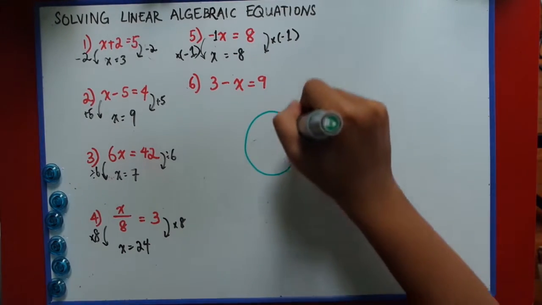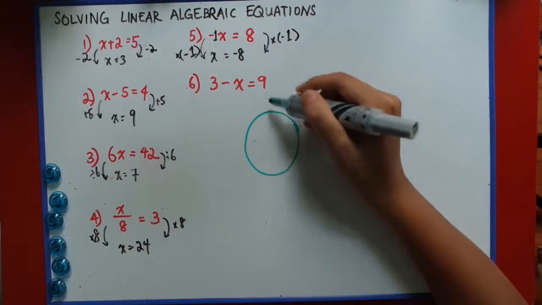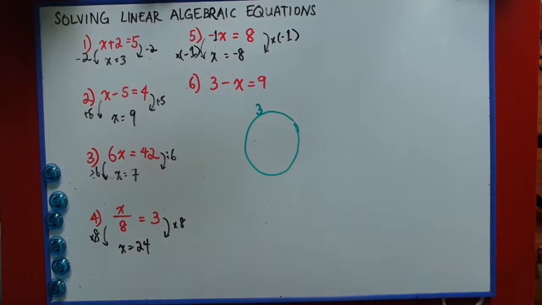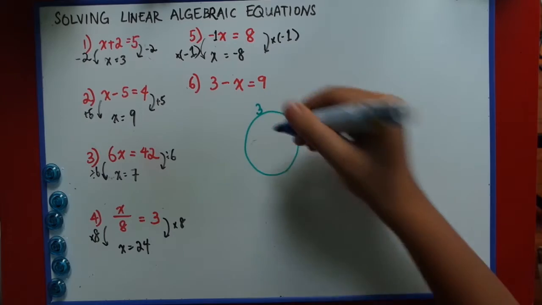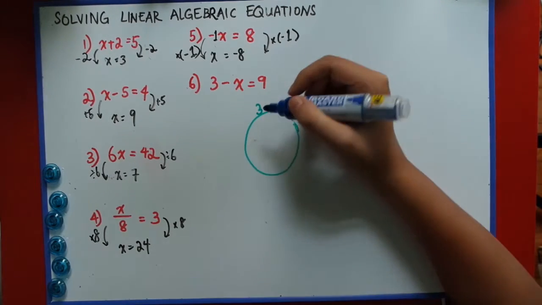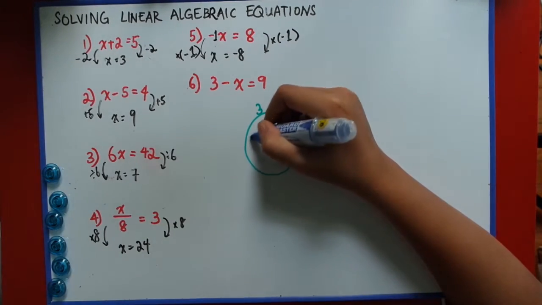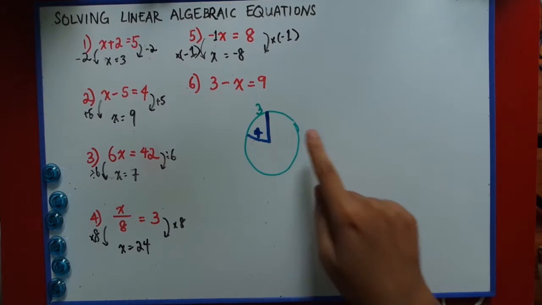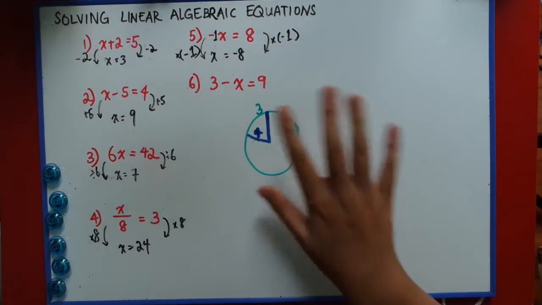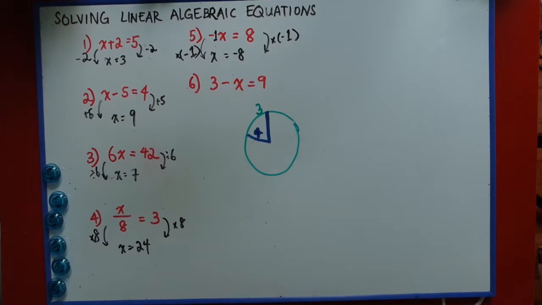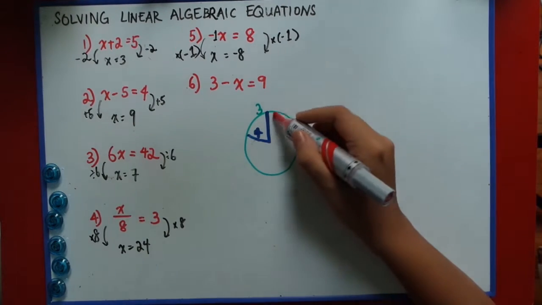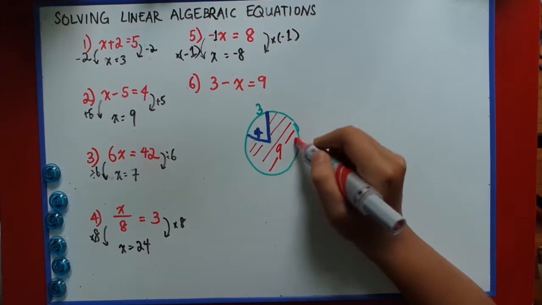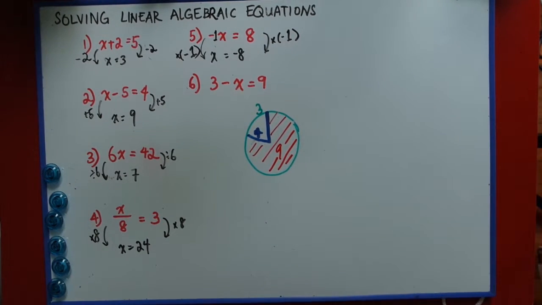Let's look at it as though it's a pie or a pizza, okay? So this green circle represents 3. Minus x, so let's say I ate x portion of a pizza. So I ate this portion. This is x portion. So originally I had 3, and I ate x portion of a pizza. So I am left with 9. So 9 is my leftover. This is 9, the red shaded part.